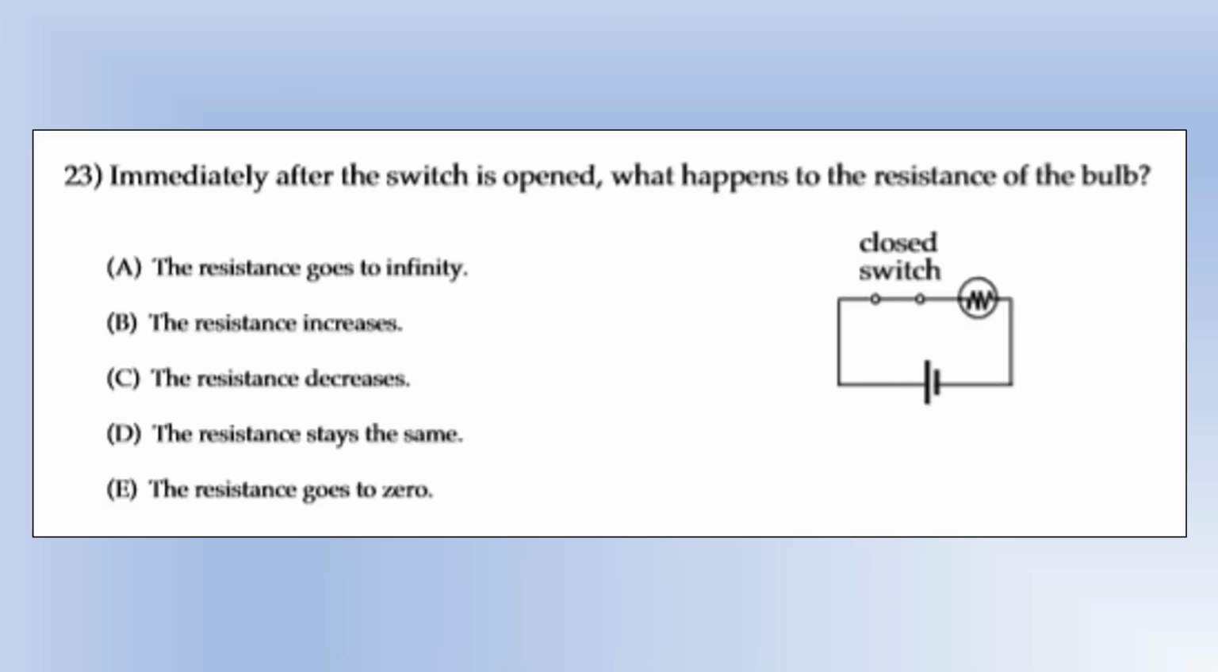Okay. So immediately after the switch is open, what happens to the resistance of the bulb? So have a look through your options, then we'll have a look. Okay, so the correct answer is the resistance stays the same. Whether there is current flowing or not, in the immediate moment you close the switch and turn on the current, the resistance is going to stay the same because there's been no opportunity for temperature to change immediately after the switch is opened or closed, so the resistance will stay the same.